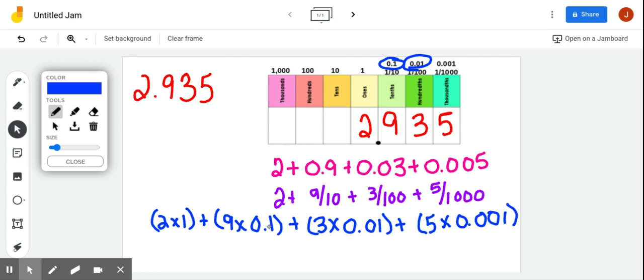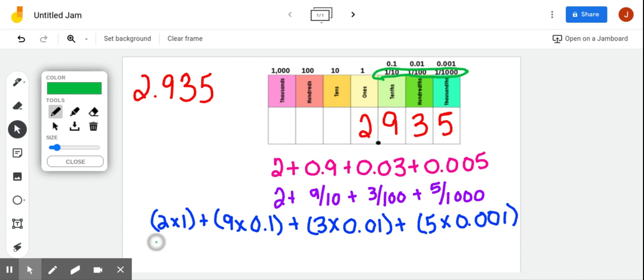So now that we just did this in decimal form, we're going to do the exact same process, except we're going to change it to multiplying by the place value in fraction form. So the whole numbers are now going to stay the same, where I'm going to do 2 times 1 for the ones place, but now I'm going to look at how to write these in fractions, and you can see that I circled them right above the place value chart.